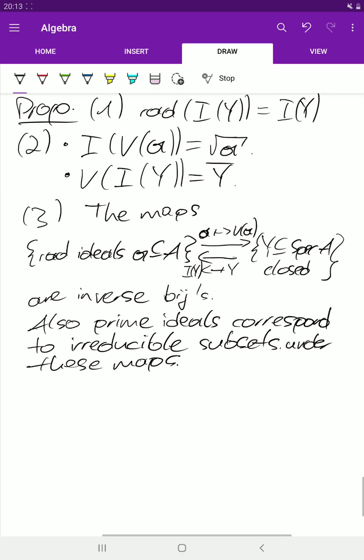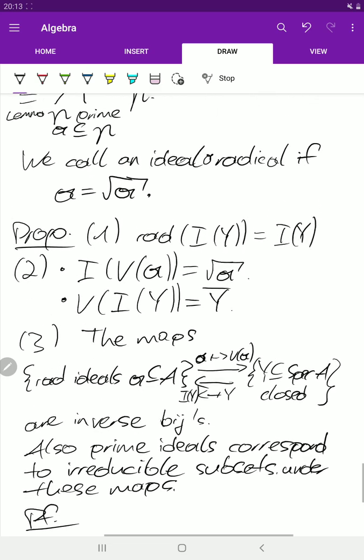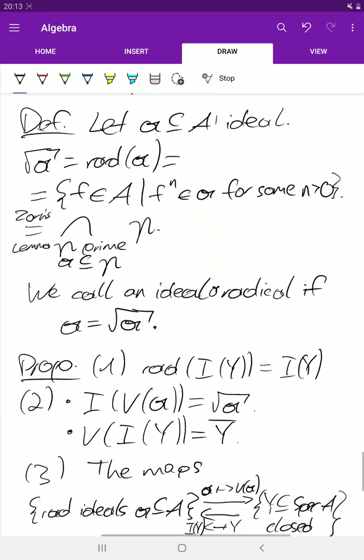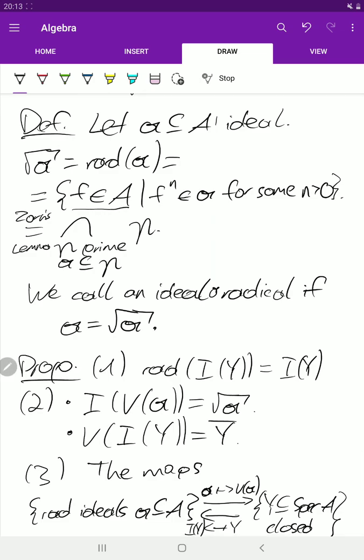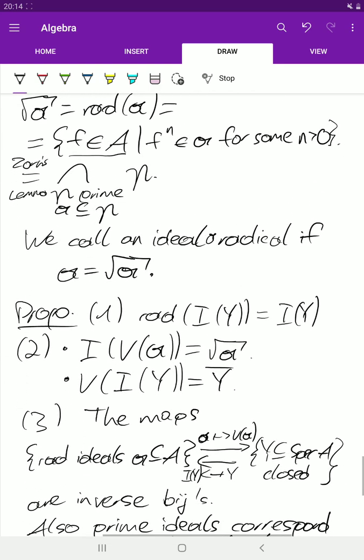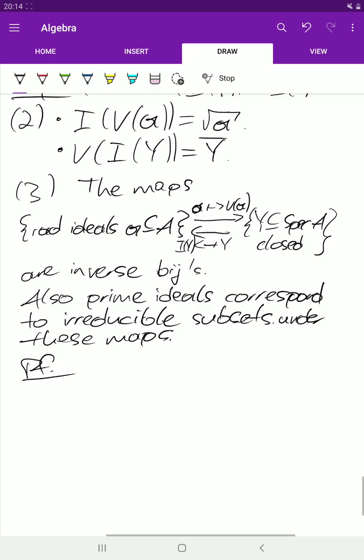Let's start with the first part. So the first part is quite clear. Let's look at the definition of the radical again. That's just the set of elements f such that f to the n is in A for some n bigger than 0. So if we take n to be 1, then we get that A is a subset of the radical. And let me also note that the radical is an ideal again. You can check this.